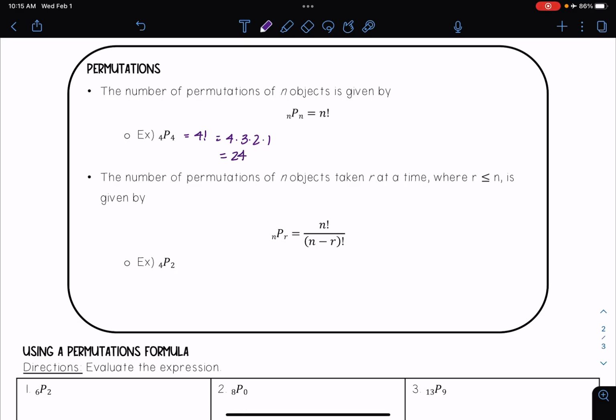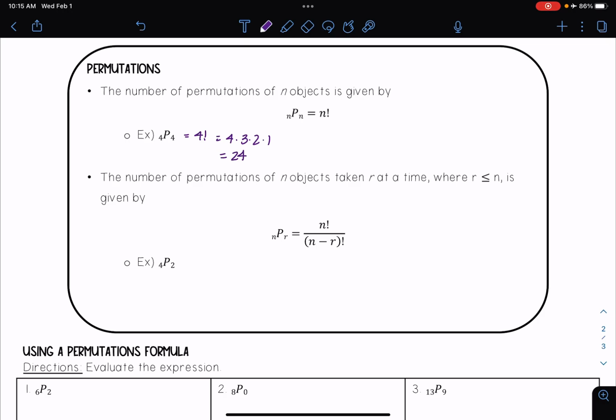Now let's say I want to take the number of permutations of n objects taken r at a time. Kind of like in our previous video when we were looking at the ways that we can arrange 2 letters of the word July, that's going to be this case here. The number of permutations of n objects taken r at a time is given by n factorial divided by n minus r factorial.